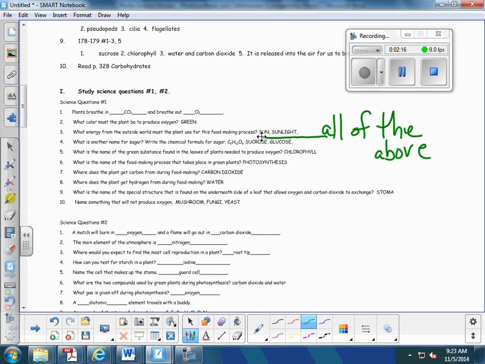It says, where does the plant get carbon from during food making? Let's look at the photosynthesis equation. 6CO2 plus 6H2O. So, the question is, where does the plant get carbon from? There is no carbon in water. Where is there carbon? In carbon dioxide. So it would get it from the carbon dioxide.